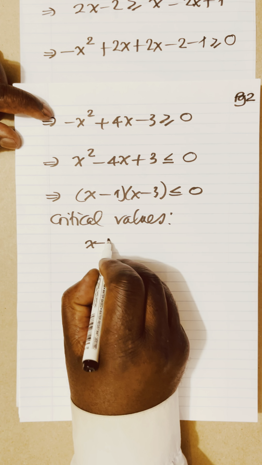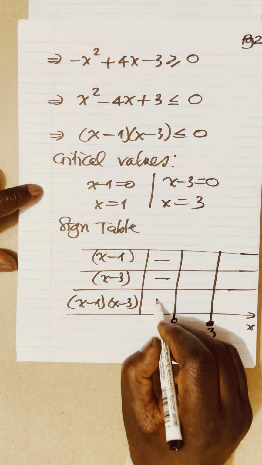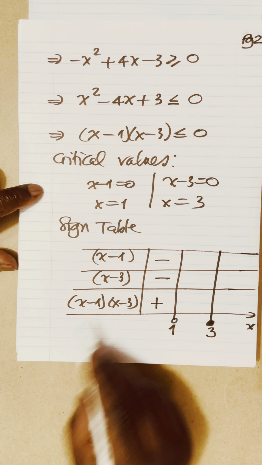Now let's put in the numbers to determine the signs of the table. Pick a number to the left of 1. Let's say 0. If you put 0 here, it will be negative. Remember, we only put the signs there. Put 0 here, it will also be negative. Negative times negative is positive. Why? Because we're multiplying here.